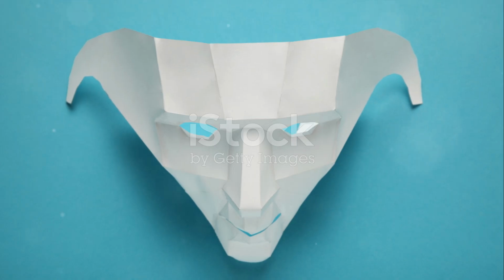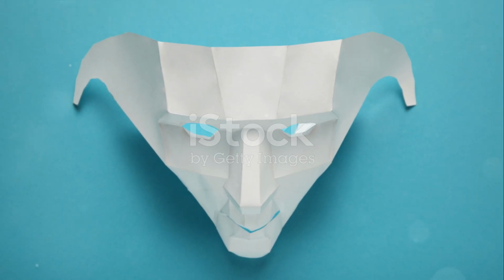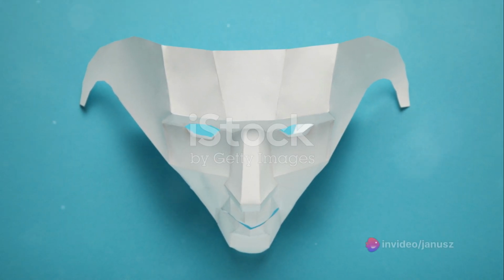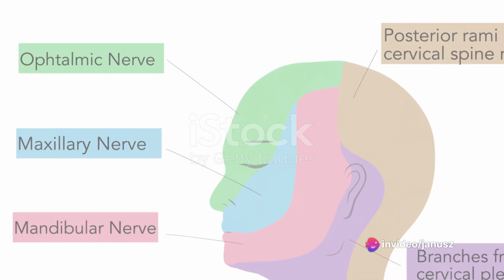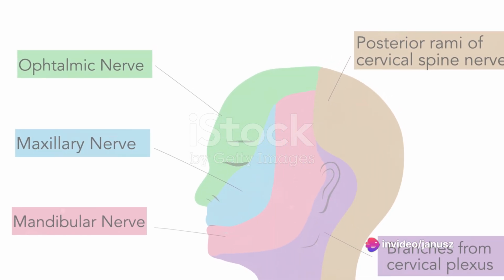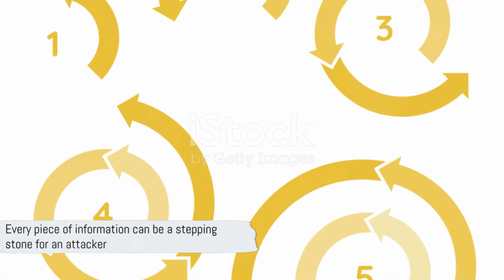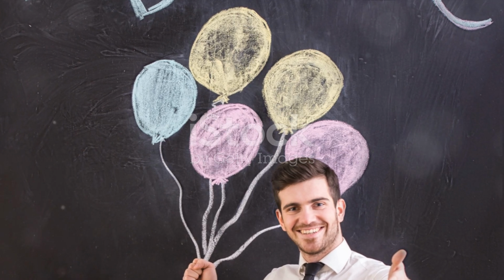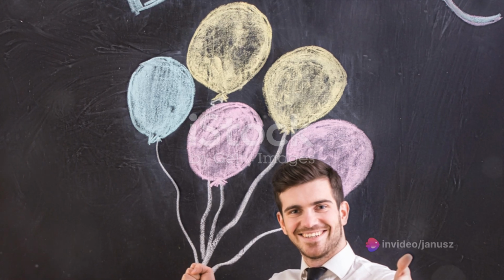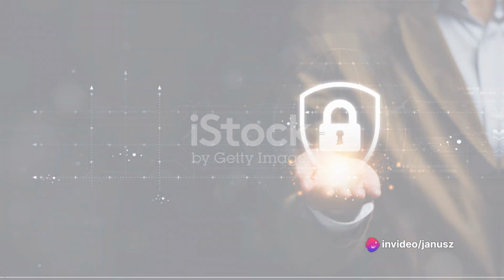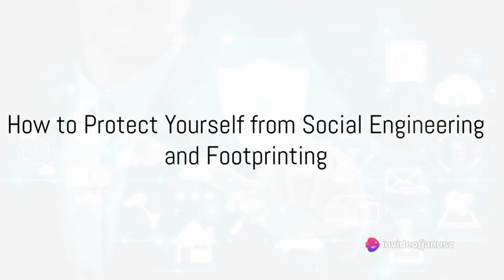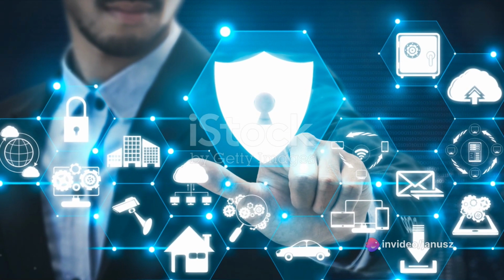So, the process of footprinting through social engineering is not a single action, but a series of calculated steps, each building on the information and trust gained in the previous step. As you can see, every piece of information, no matter how insignificant it may seem, can be a stepping stone for a potential attacker. Now that you understand the potential risks, how can you protect yourself?